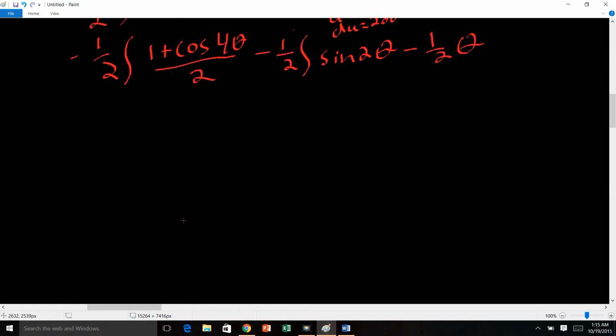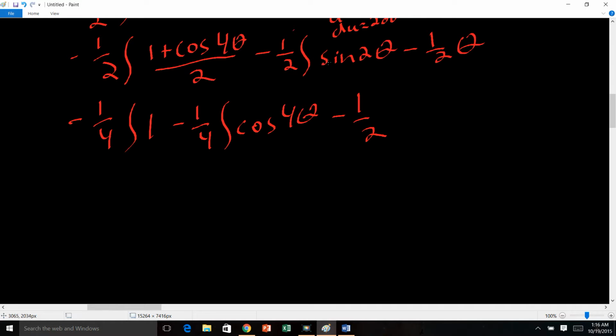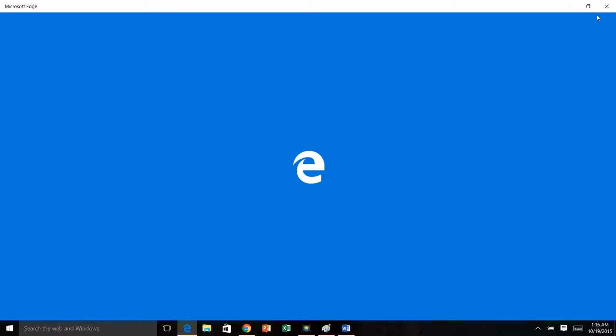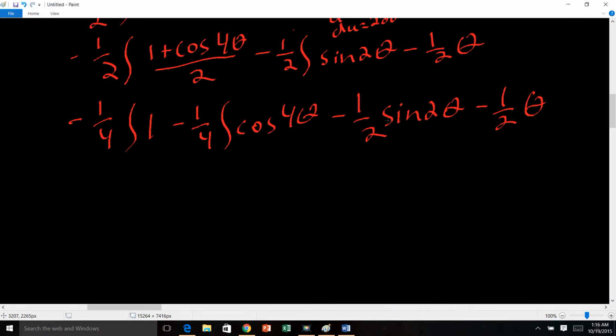All right, let's keep going. So we bring our 1/2 here, we get a 1/4. I brought that 1/2 out. Let's break our integral up. 1, that's not a plus, minus 1/4 cosine 4 theta minus 1/2 sine 2 theta minus 1/2 theta. That integral shouldn't be there, and let me fix that real quick.